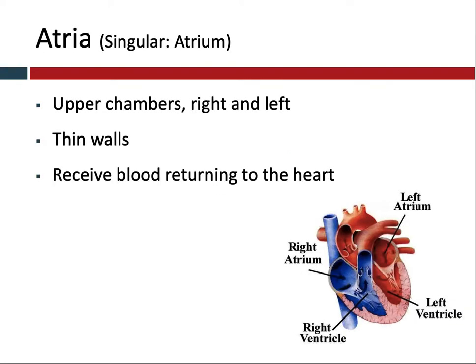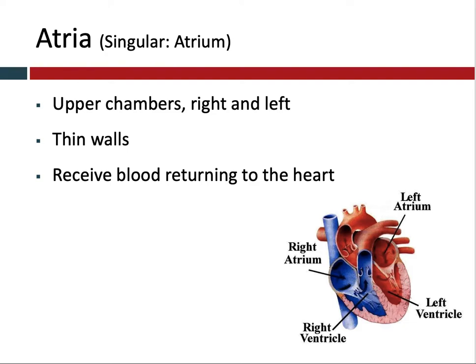So first we'll talk about the atria. Atria is the plural form of atrium. So you have the right atrium and the left atrium. These are the upper or more superior chambers of the heart. They receive the blood that comes back to the heart, and they have very, very thin walls. Remember that most of the heart wall is made up of muscle, and so the atria are only pumping blood into the ventricles, so it doesn't need to go very far, and most of the time it's assisted by gravity if you're standing upright.